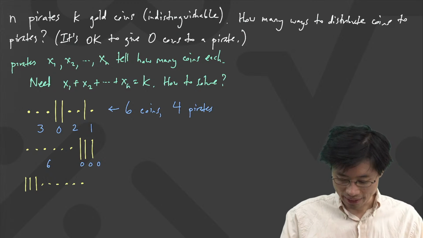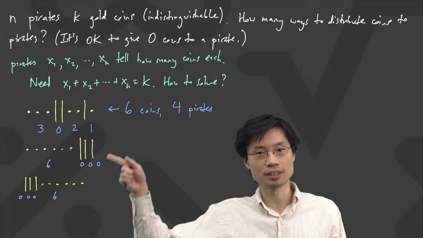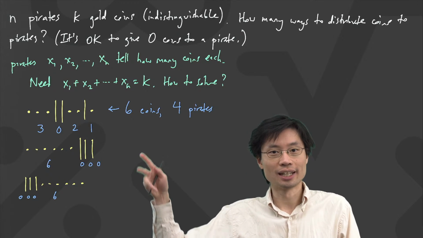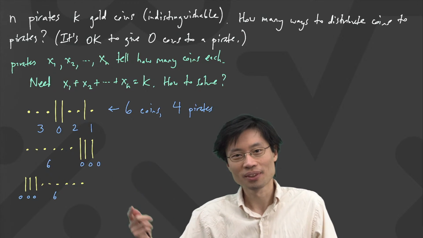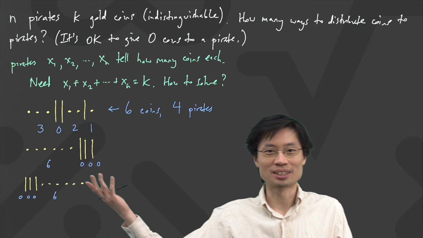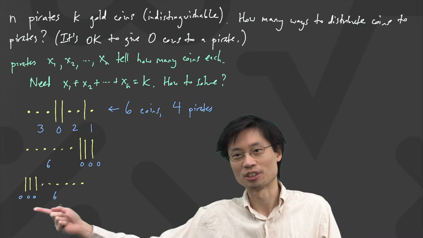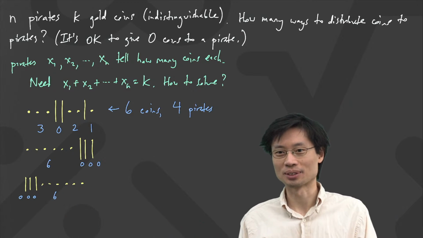And that would be saying that the first pirate got 0, second got 0, third got 0, and the fourth got 6. But I'm emphasizing that each of these last 2 counts differently. And the reason is because the pirates have feelings and the coins don't. So somehow, that's just how it is. Coins are coins, right? And so this first pirate got 6, and then later the first pirate got 0. So that's a different distribution.